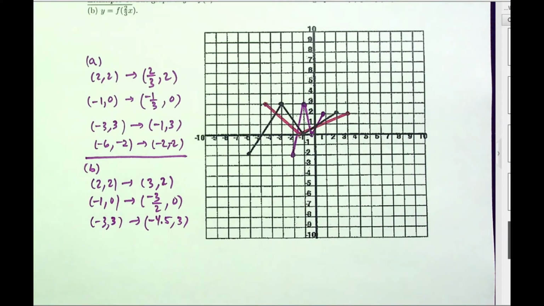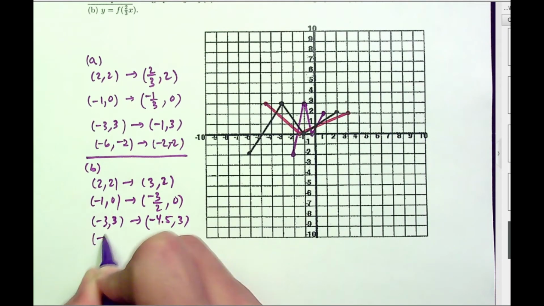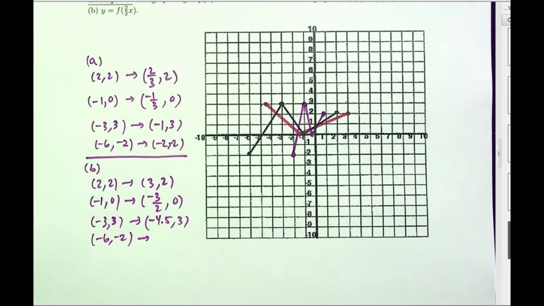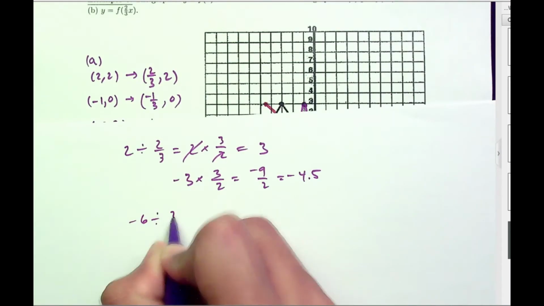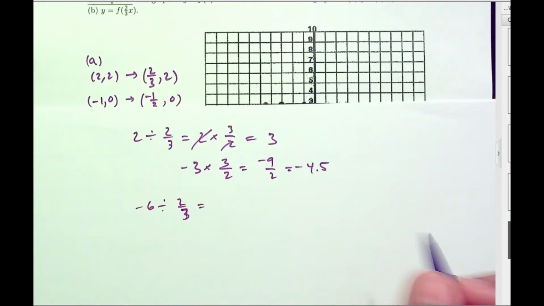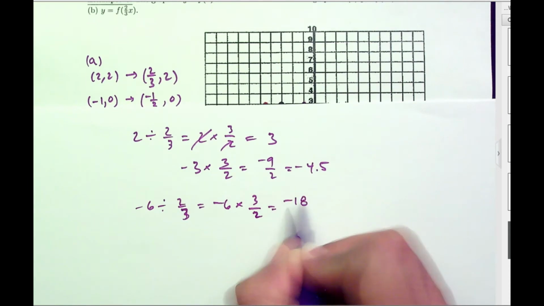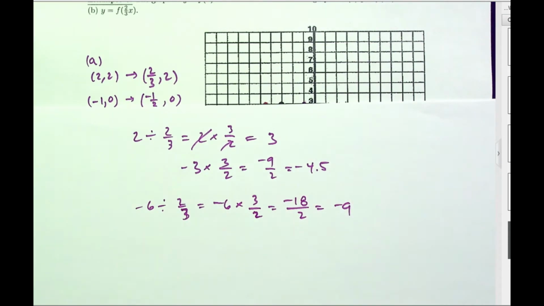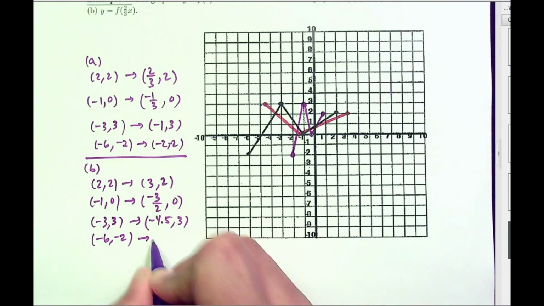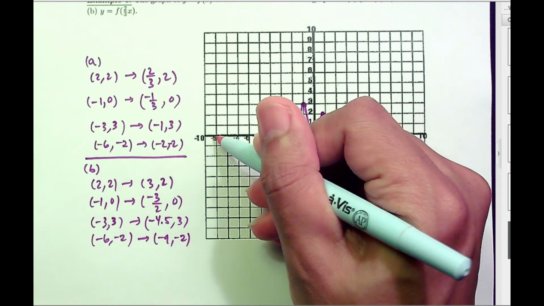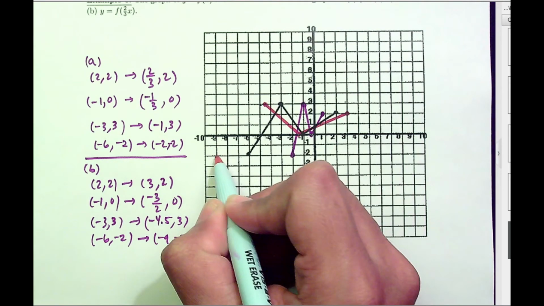Okay, good. It's looking good. And then one more point. -6, -2. -6 divided by 2/3 is the same as saying -6 times 3/2. This is -18 over 2, which is -9. So the point we get is -9, -2. So -9, that's -9. -2 is right here.